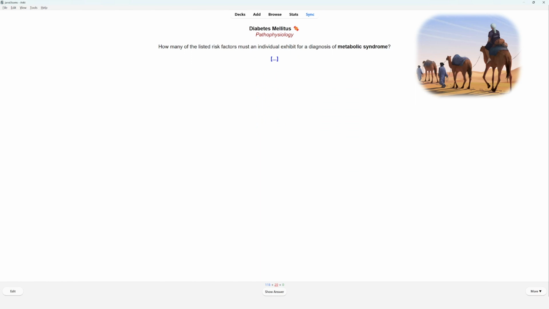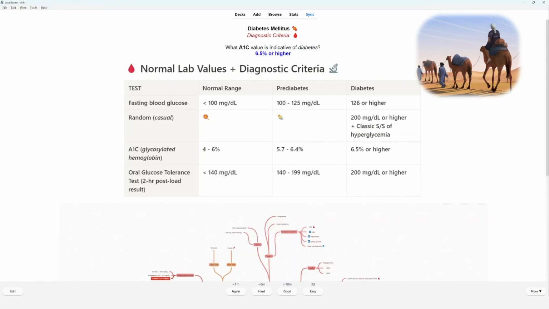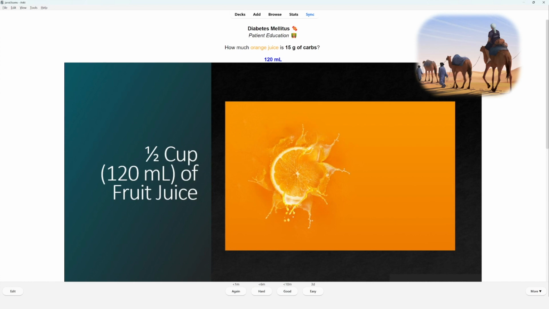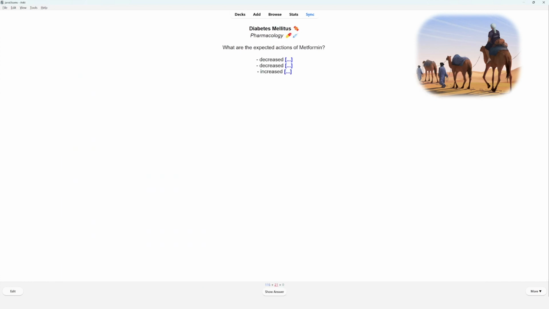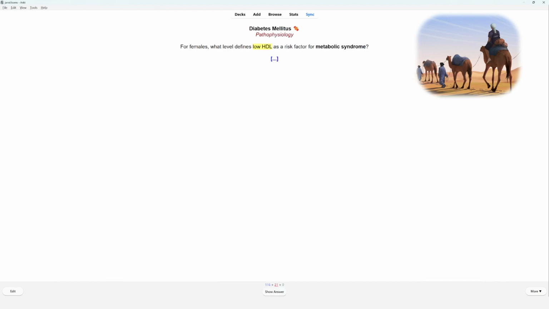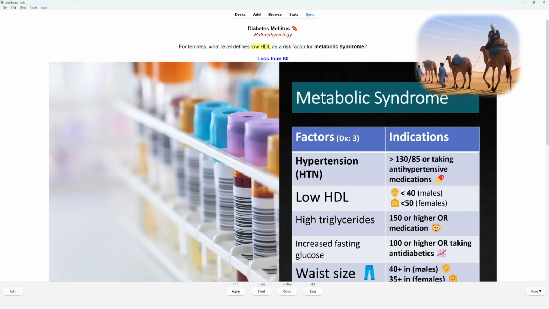How many of the listed risk factors must an individual exhibit for diet? 3. A1C over 6.5% or higher. Okay. 4 ounces. Yeah, 4 ounces or 120 mils. Decreased absorption of glucose in the intestines, decreased synthesis of glucose by the liver, and then increased insulin sensitivity are the expected actions of metformin. Cool. Females HDL lower than 40, less than 50. Dang it. Okay, female 50, female 50.